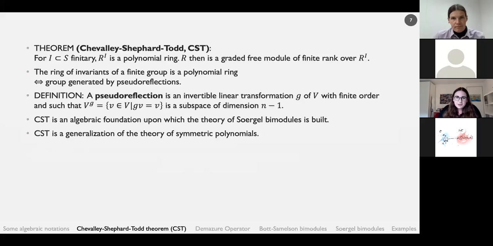But what is a pseudo-reflection? This is an invertible linear transformation g of V, such that it has finite order and such that its space of fixed points is a subspace of dimension n-1, hence a hyperplane. Here n denotes the dimension of V. We can say that the Chevalley-Shephard-Todd theorem is the algebraic foundation upon which the theory of Soergel bimodules is built, and also kind of a generalization of the theory of symmetric polynomials.